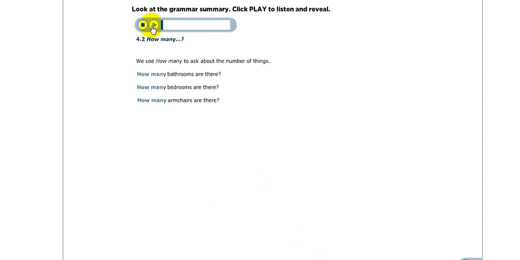Let's come back another time to how to use how many. We use how many to ask about the number of things. Here are some examples. How many bathrooms are there? How many bedrooms are there? How many armchairs are there?